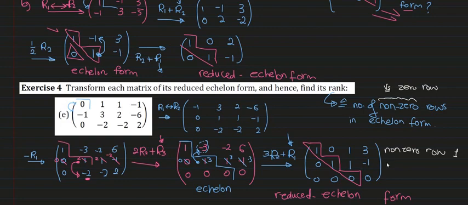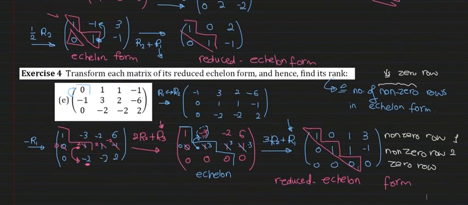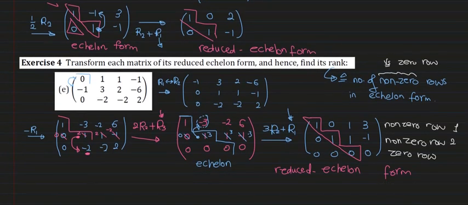That second row, again, it's not a zero row. So it's non-zero row number 2. That last row, no, this is a zero row. So it's not a non-zero row. Now, how many non-zero rows do we have? 2, and therefore we will indicate that the rank of this matrix is equal to 2. The rank here is equal to 2 because we have 2 non-zero rows. Perfect.